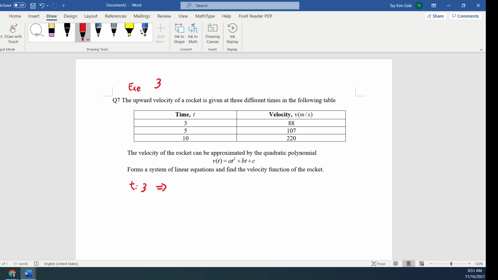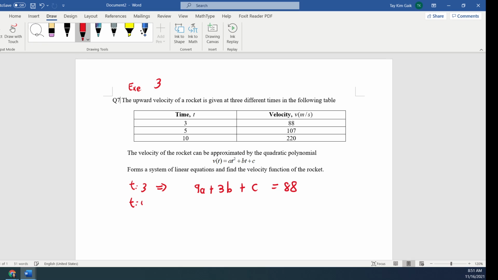So you plug in here, 3 squared, you have 9a, plus 3b plus c equal to 88. So you get the first linear equation. Even though initially it's quadratic, after you plug in t equal to 3, it becomes linear in the unknowns a, b, c. You have 3 unknowns a, b, c, so you should have 3 equations. That's why they give you 3 values of t and 3 corresponding velocities.